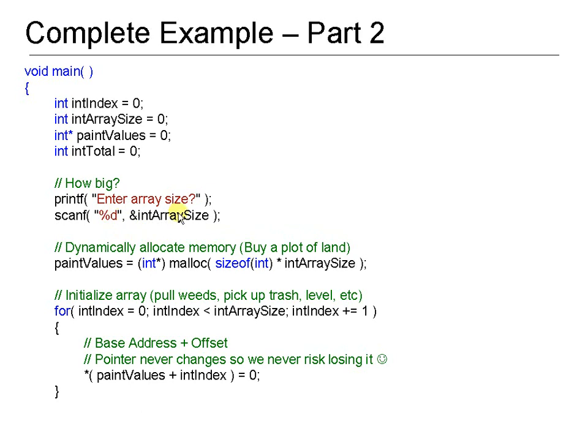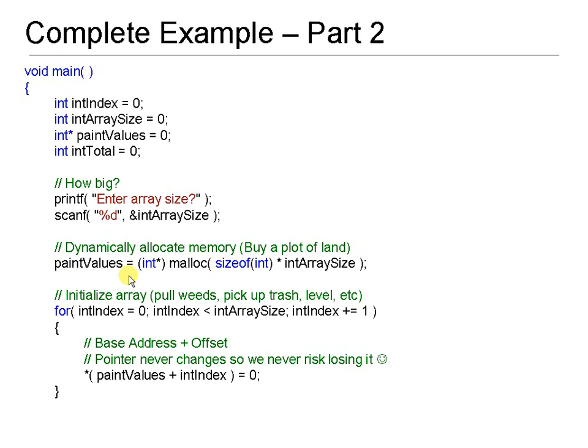So we read in the array size from the user. And then we dynamically allocate using the malloc function. Notice we use the size of int times our array size. And then we do an explicit cast to an integer pointer. And then we save that, or assign it, to our pointer variable. And to use the analogy of land, we just bought our plot of land. That's how we do it.